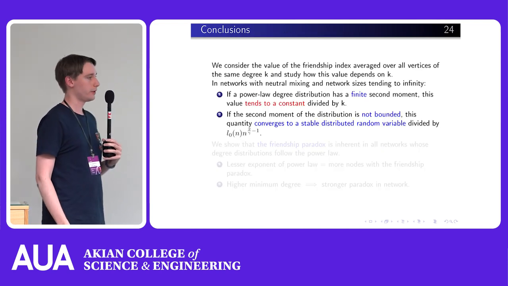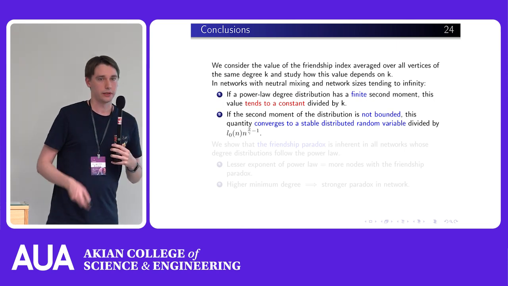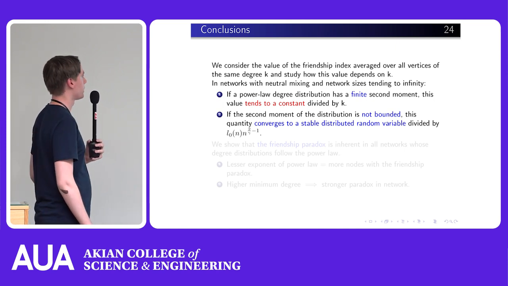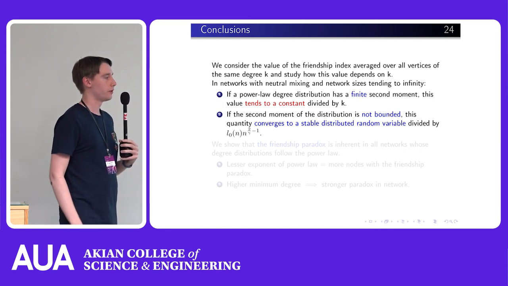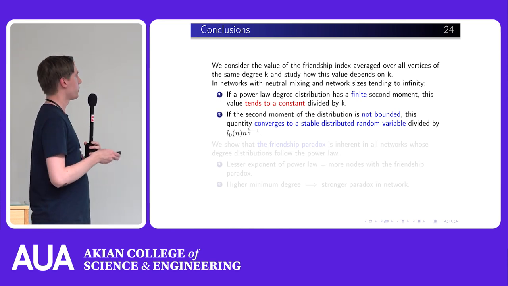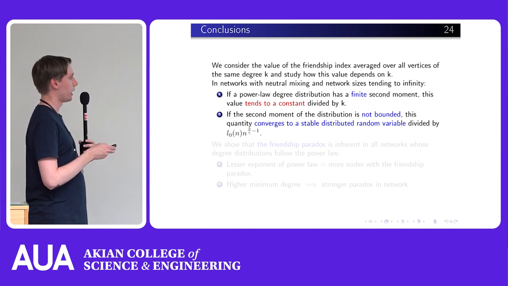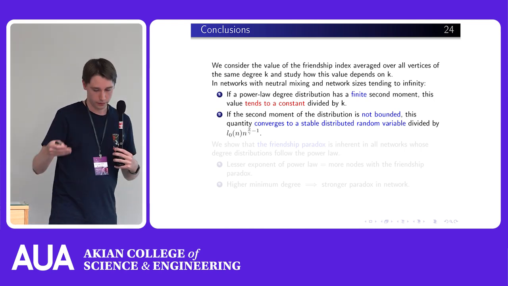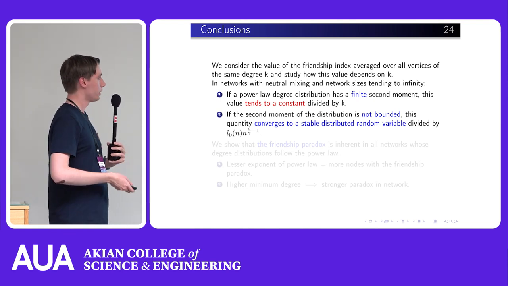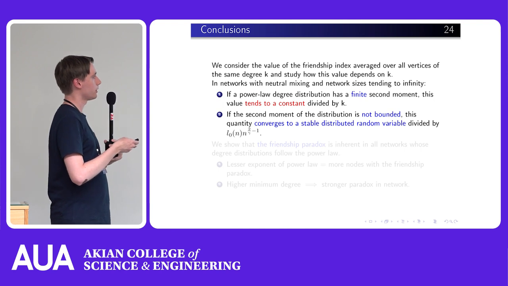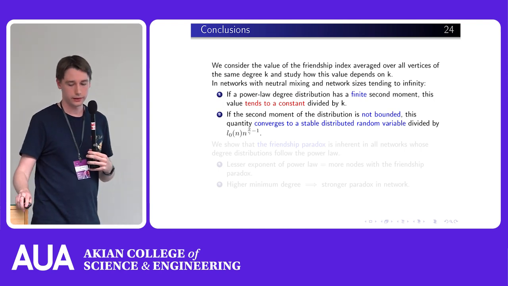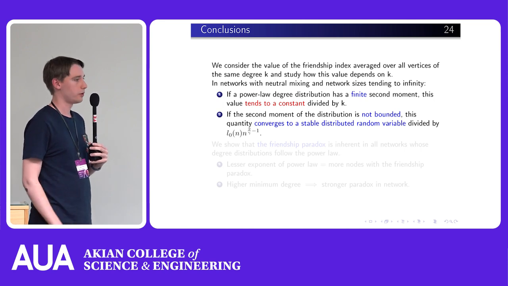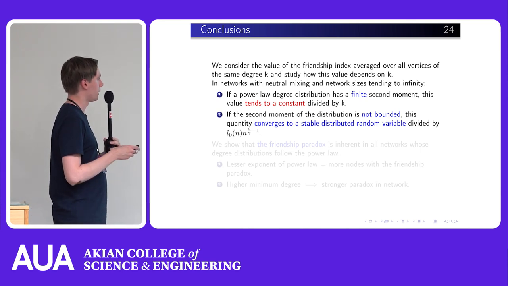So to sum everything up, we looked at the values of the friendship paradox, we looked at their distributions in real and simulated networks, and how it depends on the degree of nodes. And in networks without degree-degree correlations, as network size tends to infinity, we've proved that for power law degree distribution with a finite second moment, the value of the average friendship index tends to a constant divided by k. However, when the second moment is infinite, this quantity converges to a stable distributed random variable divided by this.